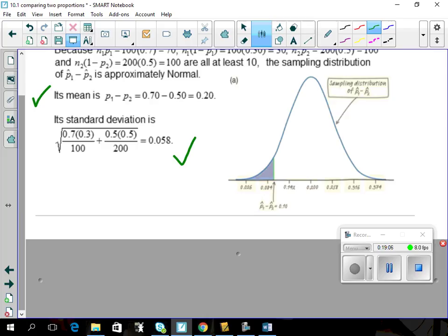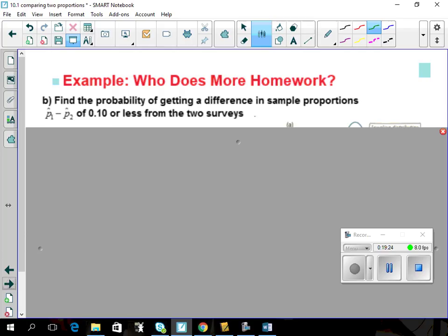Good? We could write it like this. Would you agree? Okay, because it's normal. And we have our center and we have our spread. And that's of our population. That's of everybody, both samples, or both populations. Good. All right. So let's find the probability of getting a difference in the sample proportions of 0.1 or less from the 2 surveys. What are we finding here? How likely is it that our sample happened?